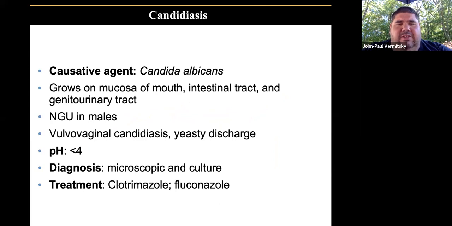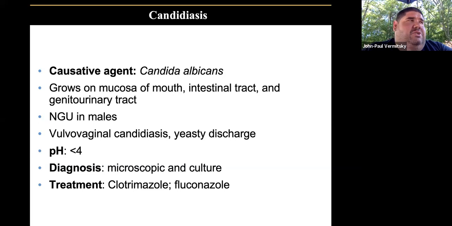Candidiasis, this is caused by Candida albicans. This is not necessarily an STI. It is an infection of a reproductive structure, the vaginal tract. Males can also get a yeast infection on the penis. But vulvovaginal candidiasis, or yeasty discharge, is a very common infection in females. Most females will actually contract a yeast infection at least once in their lifetime, if not multiple times.